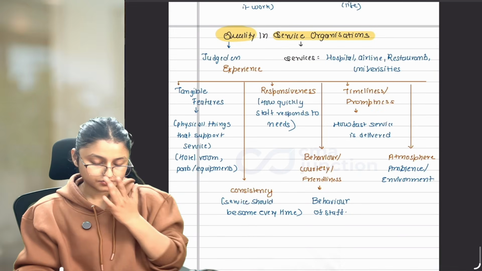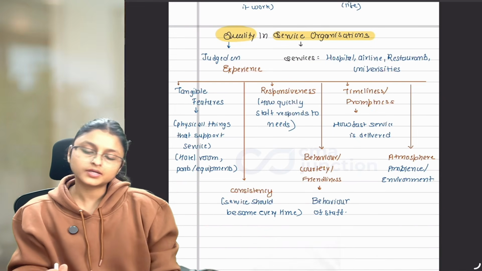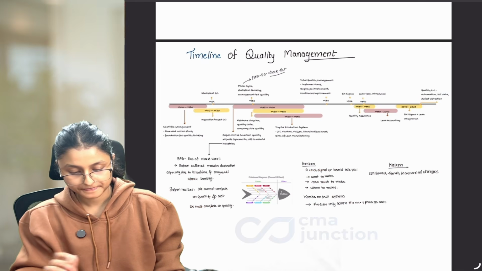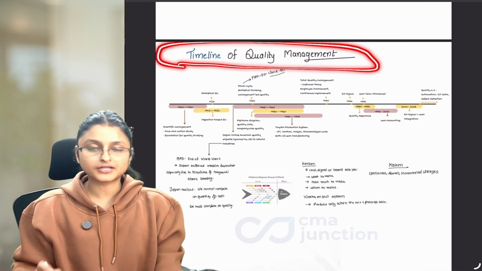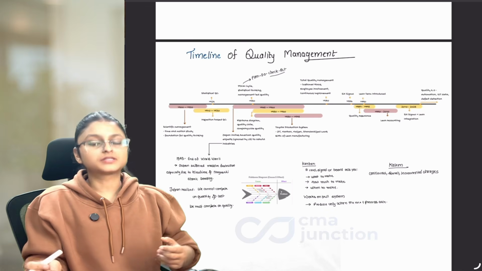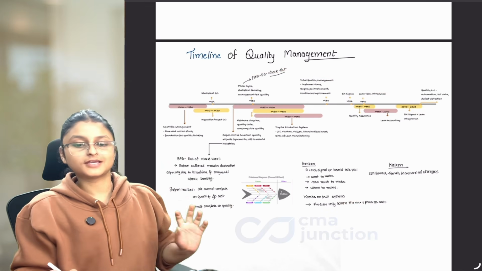Done. So these were the features through which we are going to judge the quality in service organization. Now let's move forward. Now we are going to study about timeline of quality management. So quality management has evolved with time. Directly looking in this diagram will be very heavy for us.